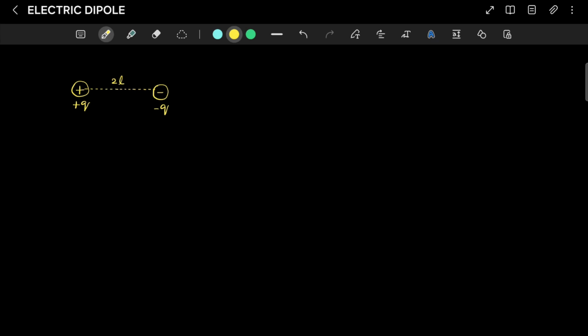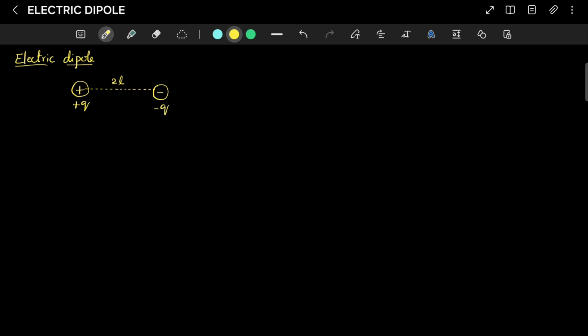The distance between those two charges I am taking as 2L. You might be wondering why 2L instead of only L. That you will come to know in the upcoming parts of this electric dipole concept. So once again, what is meant by an electric dipole? It is two equal and unlike charges separated by a very small distance. We call it an electric dipole.